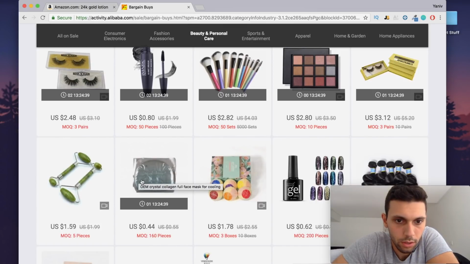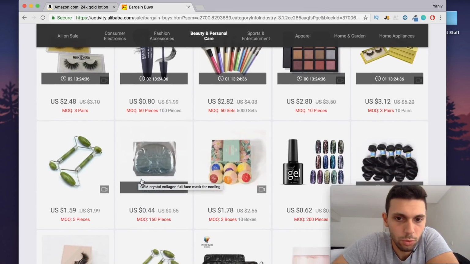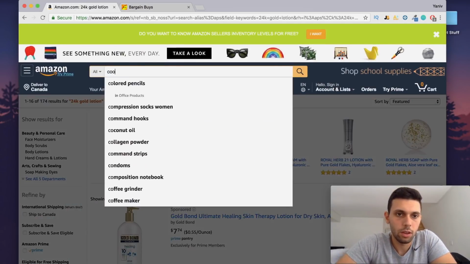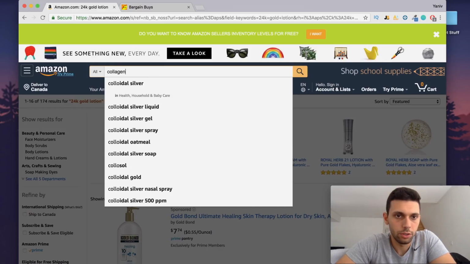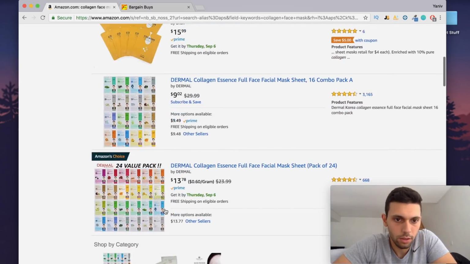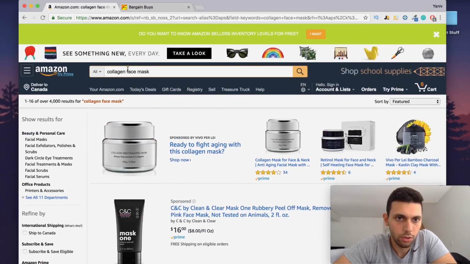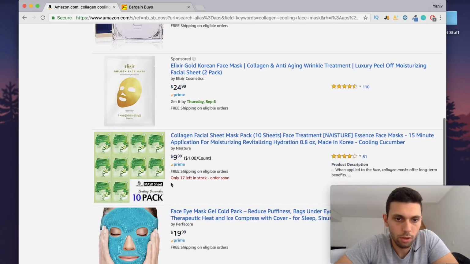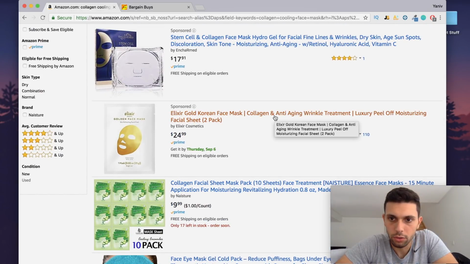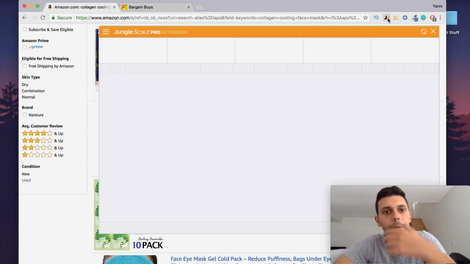What is this? Collagen full face mask for cooling. Okay. Collagen face mask. Collagen cooling. Does it show us anything cool? Okay. Okay, that looks interesting. So let's open up this right here.